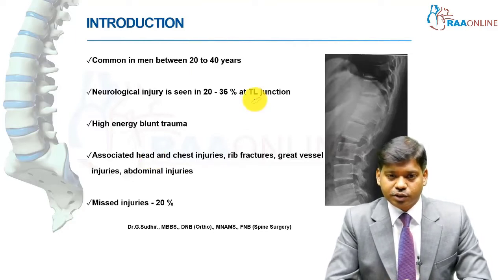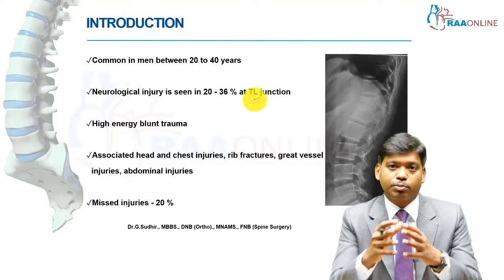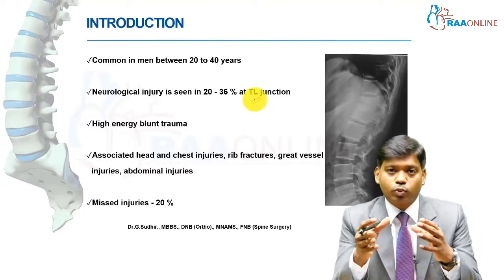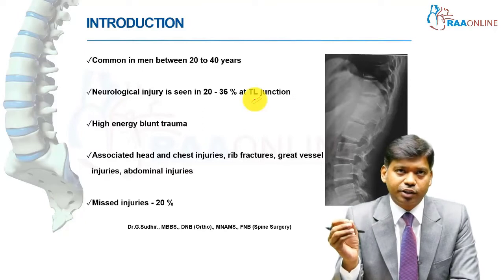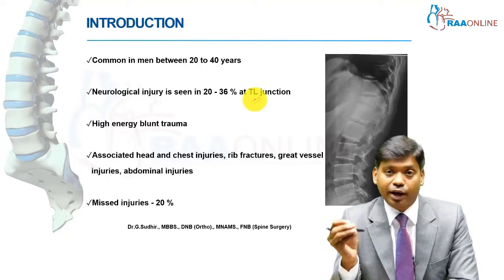And usually these patients are associated with head injuries, chest injuries, rib fractures, and sometimes great vessel injuries, as well as abdominal injuries. Missed injuries are about 20% in these patients, especially when there are some distracting injuries like long bone fractures or head injuries.